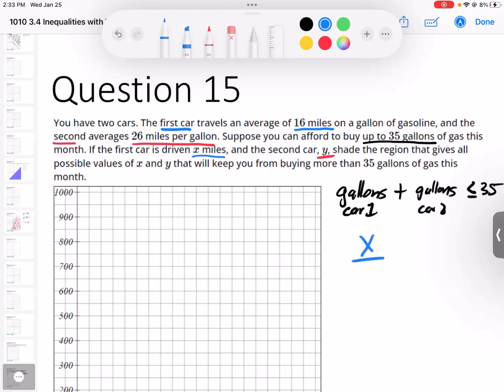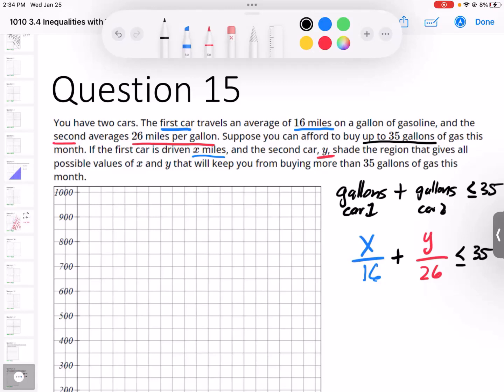So car 1 travels X miles. We don't know what X is. That's one of the things we're trying to find. But X represents the number of miles, and you want to divide it up into groups of 16 to figure out how many gallons it takes to go that number of miles. And so that would be the number for that. And then the second car is being driven Y miles, and its gas mileage is 26 miles per gallon. So you would divide by that, and that needs to be less than or equal to 35. So you could have it set up like that.